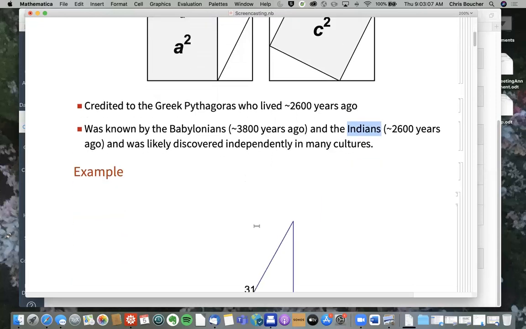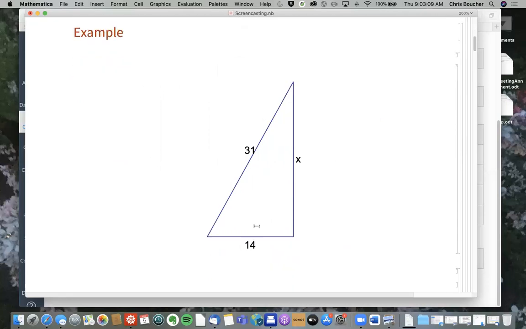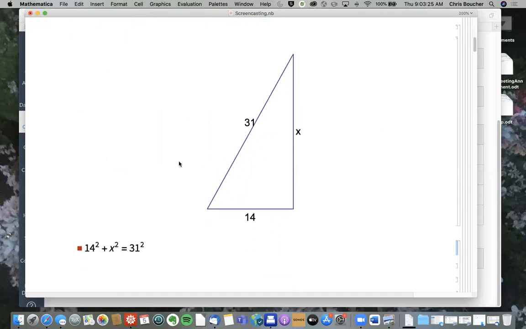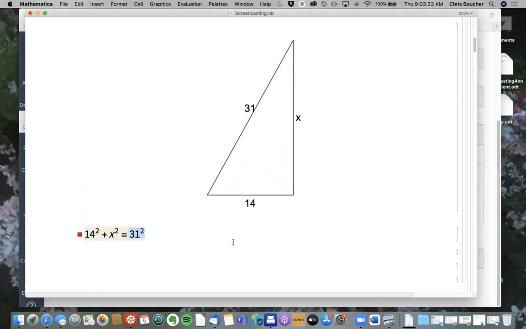So in any event, here is an example of an application of the Pythagorean theorem. It basically means if you have a right triangle, so the angle in the lower right here is meant to be a right angle, I should have marked that, then if you know two sides, you can figure out the third side because we have an equation that relates the side lengths, right? In this case, that equation looks like this. The legs are 14 and x, and the hypotenuse is 31. The hypotenuse is always squared by itself on one side.